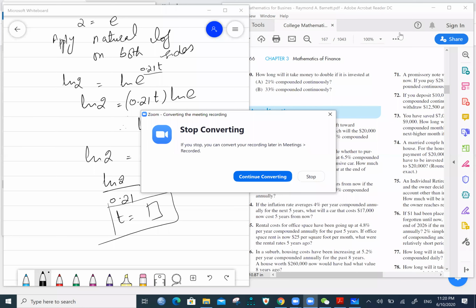Computer. Okay, now it is recording. Okay. Any other question, please?